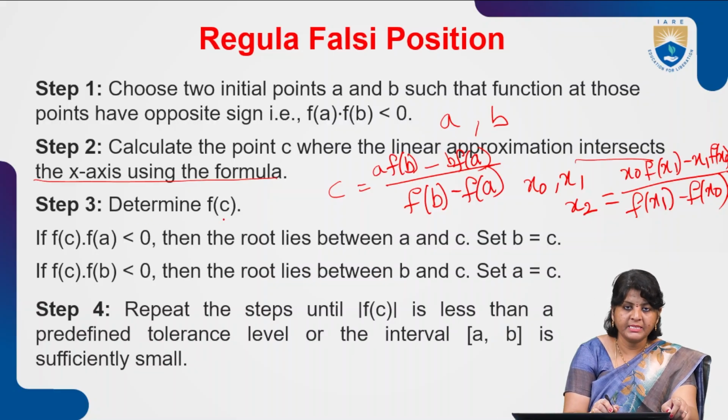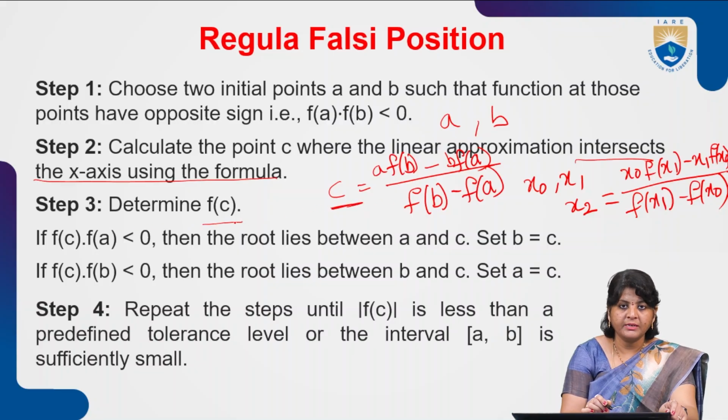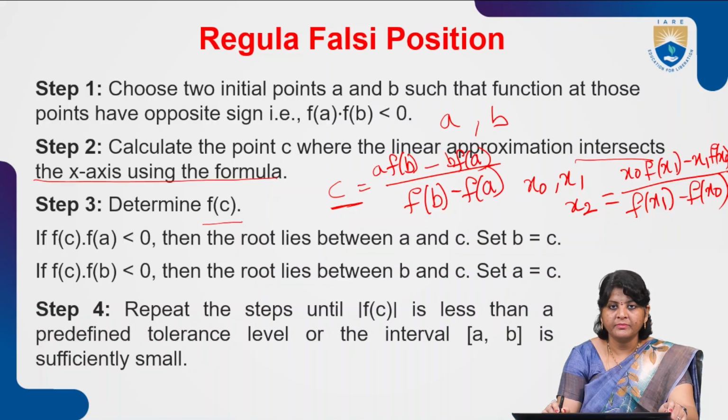Now the third step is to determine f of c. Once you find the c value, step 3 is to determine f of c, same as in the bisection method. Here, if f of c into f of a is less than 0, then the root lies between a and c, and set b is equal to c. If f of c into f of b is less than 0, then the root lies between b and c, and set a is equal to c. Even this is the same as the bisection method.